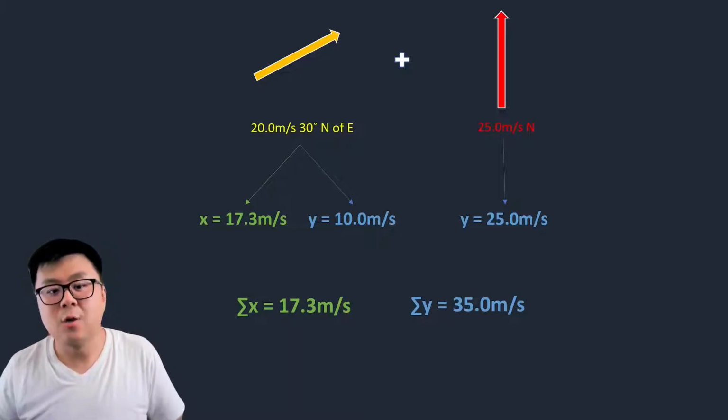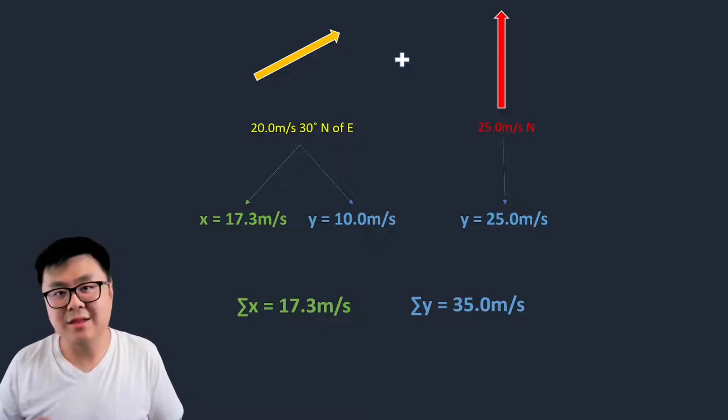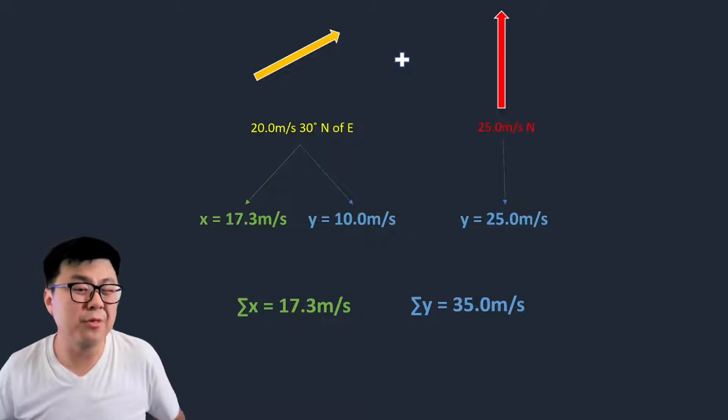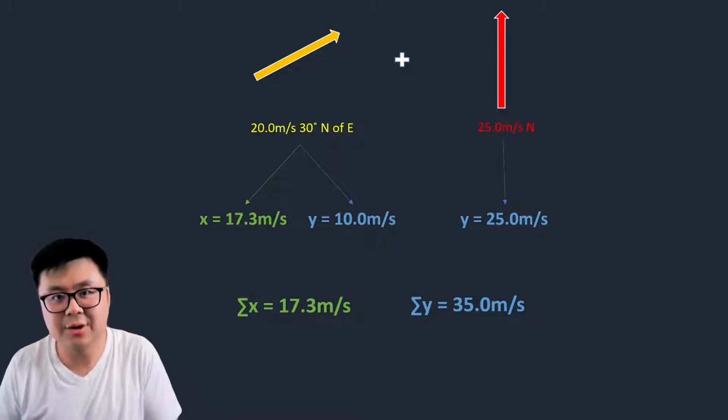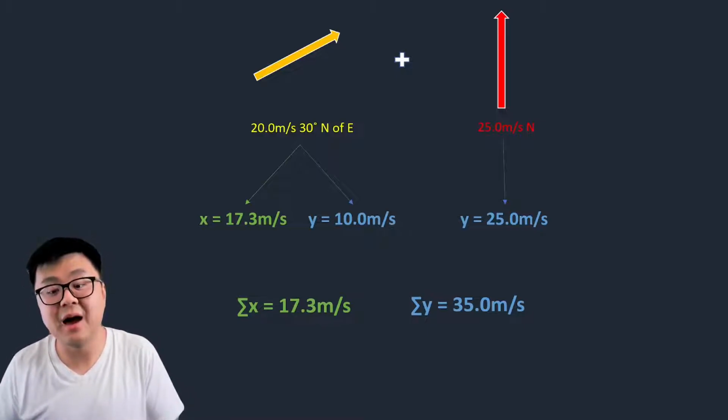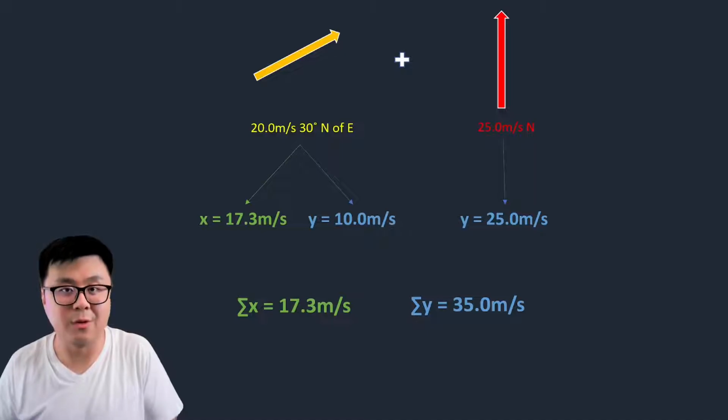For the y, we're going to add up both the 10 and the 25 meters per second. Remember, they're both going up, so they're both positive. So we're just going to add those two positive numbers together to give us a total of 35 meters per second for my overall y vector.